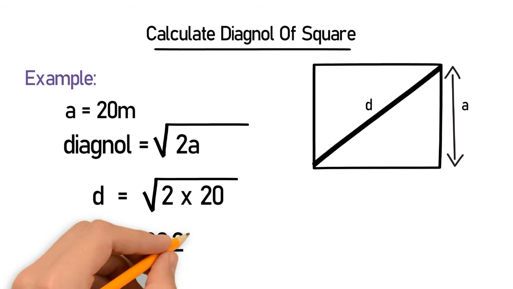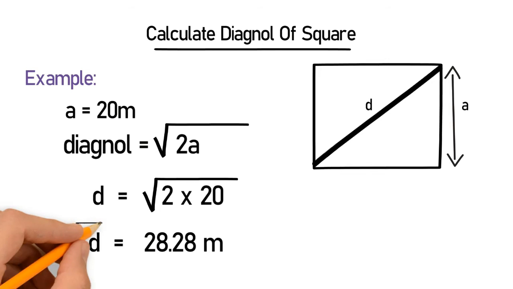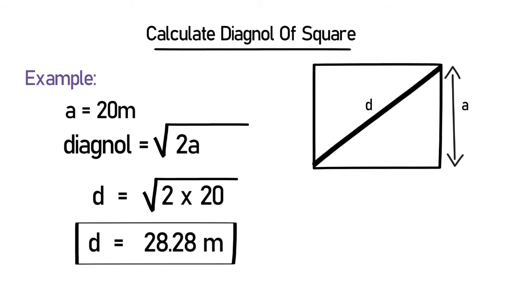So the diagonal of this square, where the side length is 20 meter, 20 by 20, so the diagonal will be 28.28.